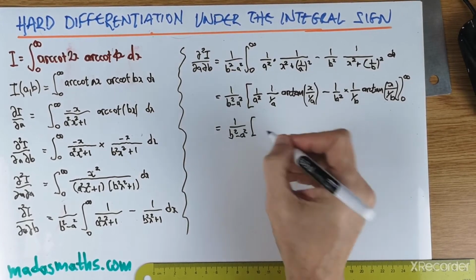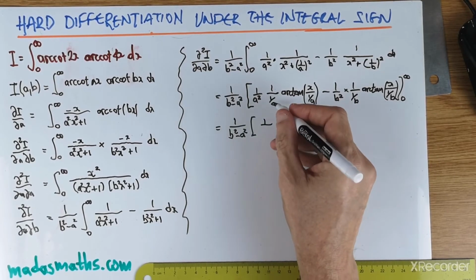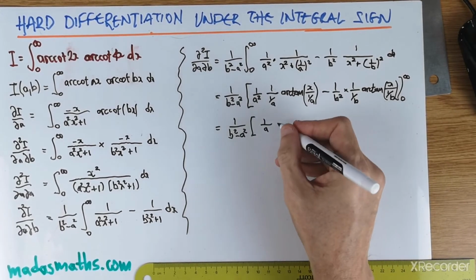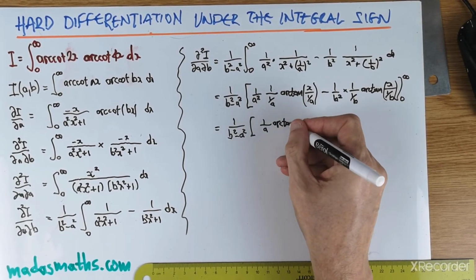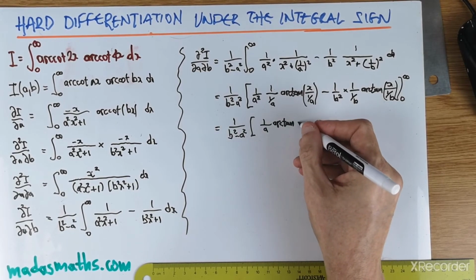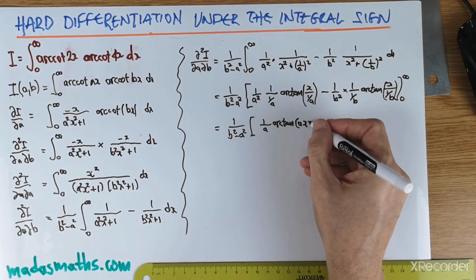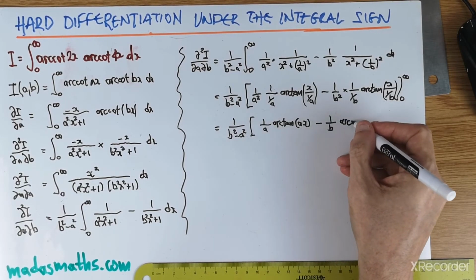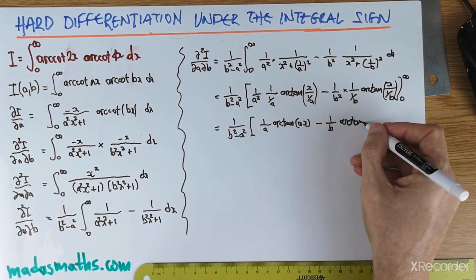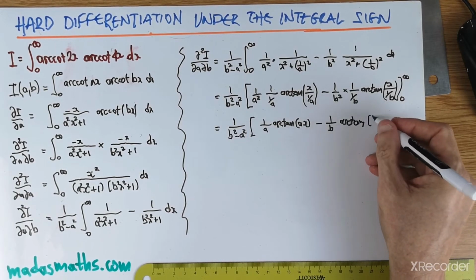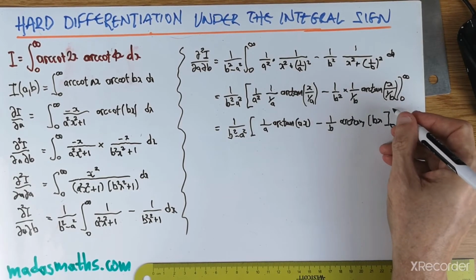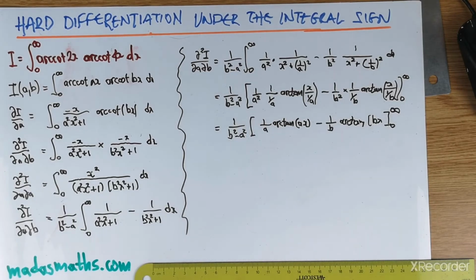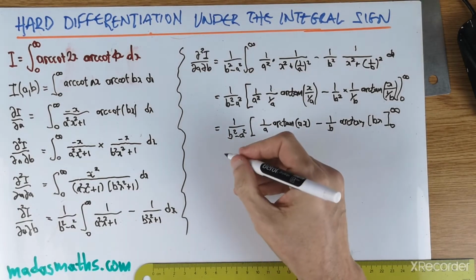Let's see what we get. This is going to give us 1 over a arctan of ax and 1 over b the arctan of bx, integrated with limits 0 to infinity. All right. What happens now?